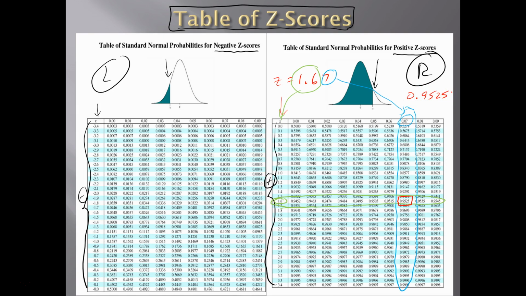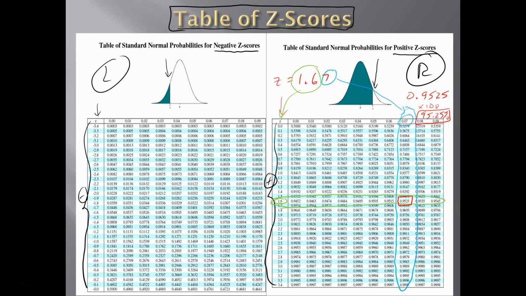All right, now that's a decimal. Now we've talked in this class about how to convert decimals to percentages. So I would multiply by 100 to get a percent, and that would be 95.25%. Okay? So 95.25%. All right, so what does that mean?